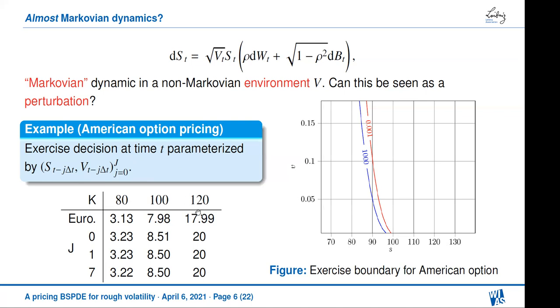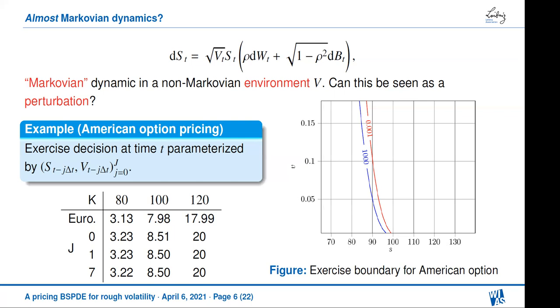In fact, this is what the table shows. Please note that in this table, the first row gives the European option prices just as a comparison, just to show that there is something going on when you introduce the optimal stopping feature. Then you have three rows for three different values of capital J, and higher numbers are better, since these are low-biased estimators. And you see that capital J equals zero gives you the best numbers. It's not a big difference, but still.